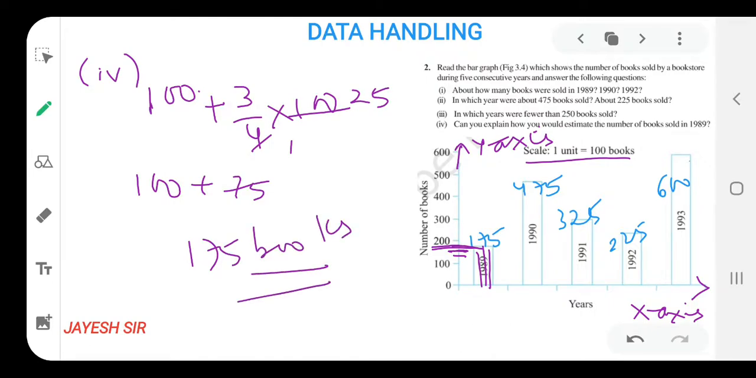In this way we have assumed and got the answer for question number 2, and explained in detail how I have estimated the value of 1989 as 175. I hope you all might be getting it, friends.